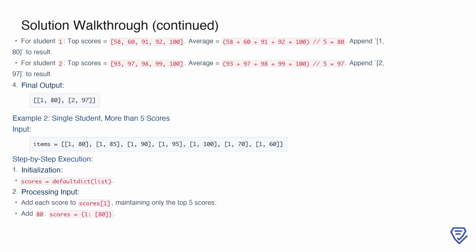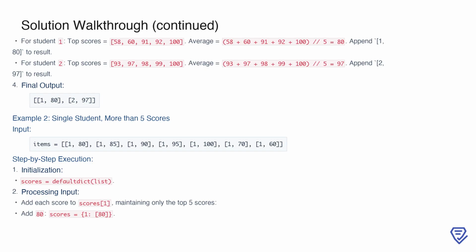Once the scores are organized, we compute the average of the top 5 scores for each student. For student 1, their top scores are 58, 60, 91, 92, 100. Adding these together and dividing by 5 gives an average of 80. We append the result, 1, 80, to our output list.